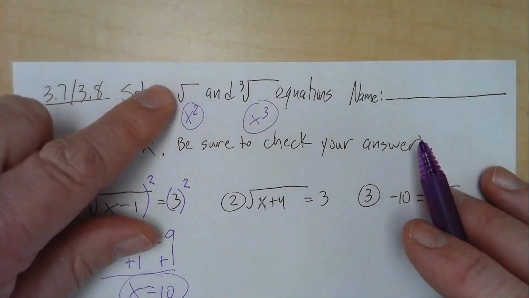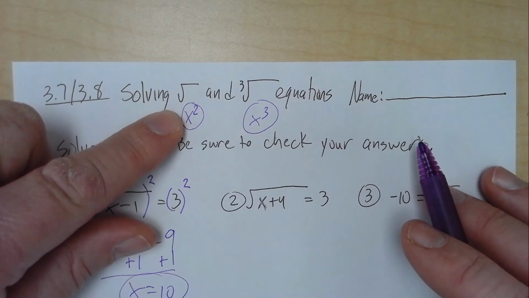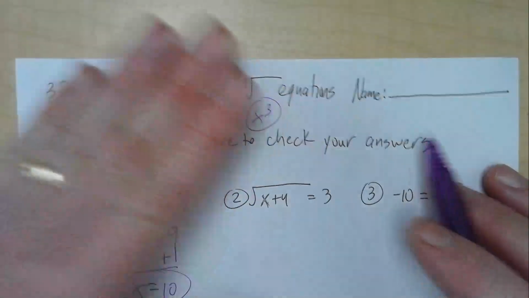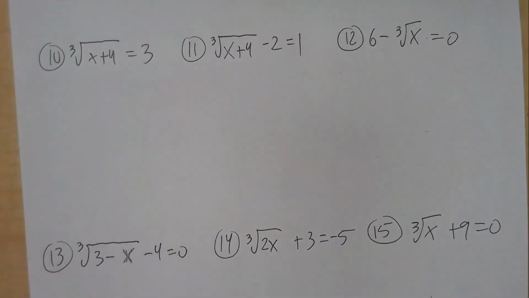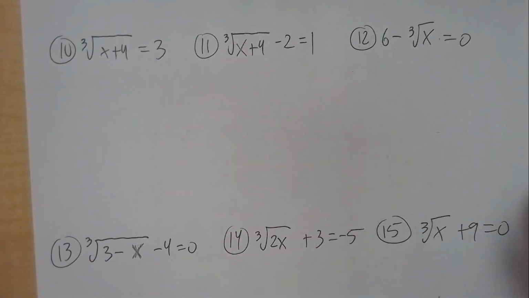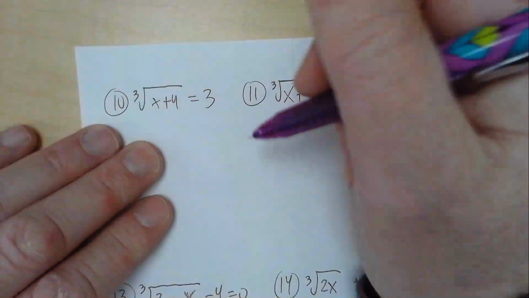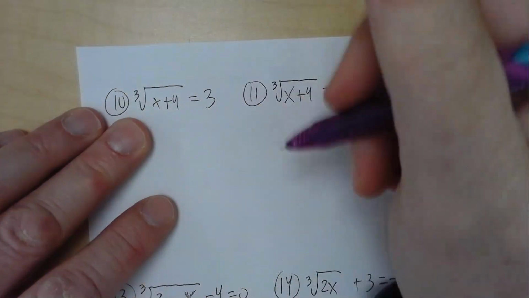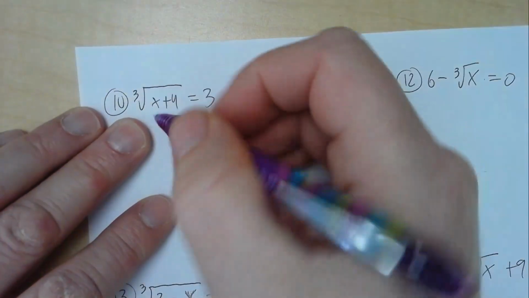So the opposite of square rooting is to square. The opposite of cube rooting is to cube. So on the back side, we're going to be cubing both sides of the equation, because what you do to one side, you do to the other. Here, you can take the cube root of negative numbers, so we shouldn't have to worry about checking these as much. It's because a cube root function and a square root function are different from each other.